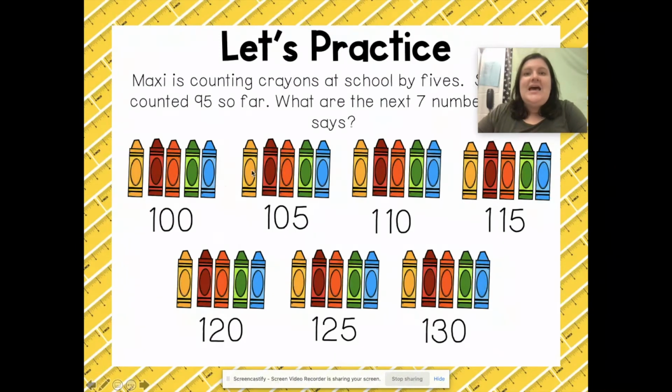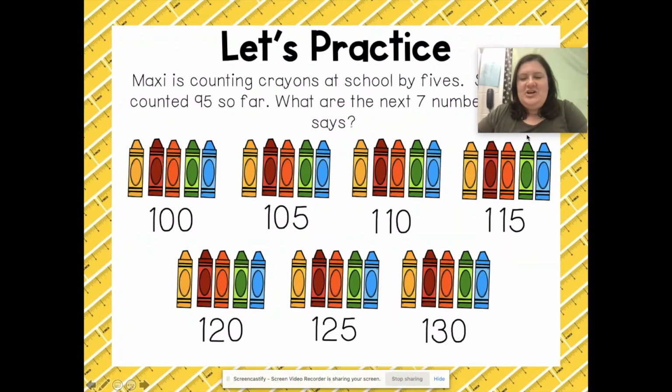If you notice, I am adding up 5 more crayons. And if you also look, it is either my ones or my tens place that is changing. But I always have either a 0 in the ones place or a 5 in the ones place when you are skip counting by fives. Let's go ahead and skip count by fives together, starting at 95. Ready? 95, 100, 105, 110, 115, 120, 125, 130.